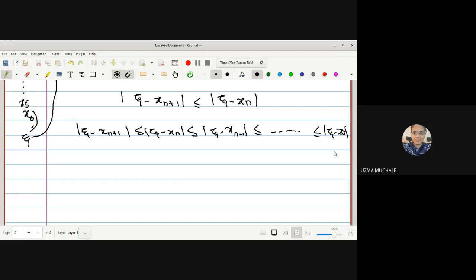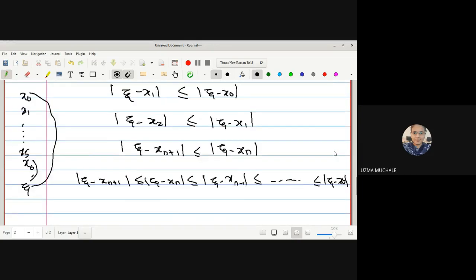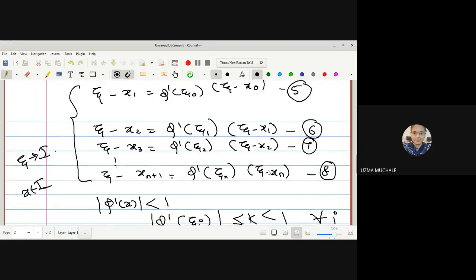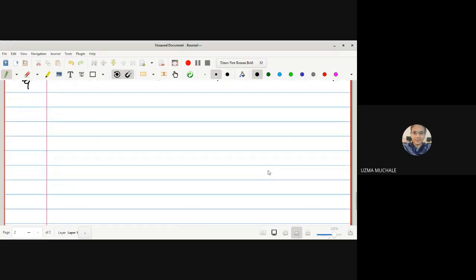Now what we have to do is multiply equations 5 to 8 and simplify. Right-hand side multiplied by right-hand side itself, and then simplify. We multiply these equations: zeta minus x1 multiplied by zeta minus x2 multiplied by zeta minus x3 and so on, which is equal to phi dash, all terms on one side, and then zeta minus x naught, zeta minus x1 and so on. We have to multiply all those equations and simplify.